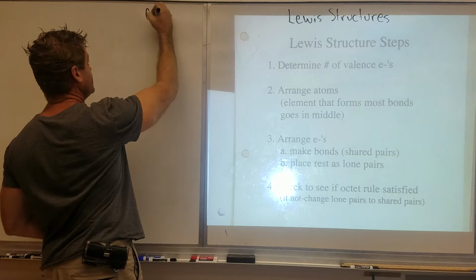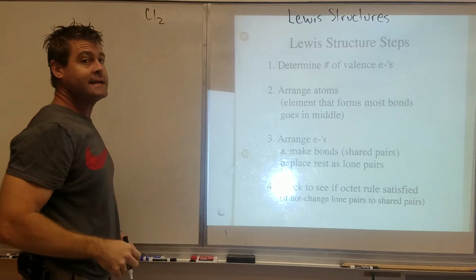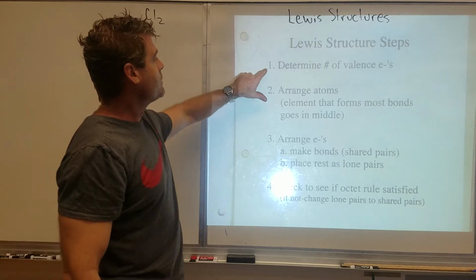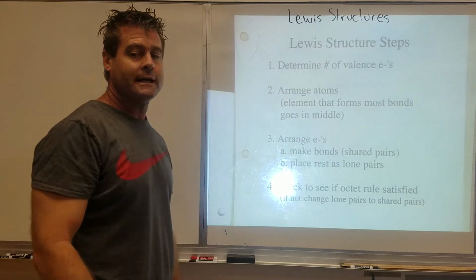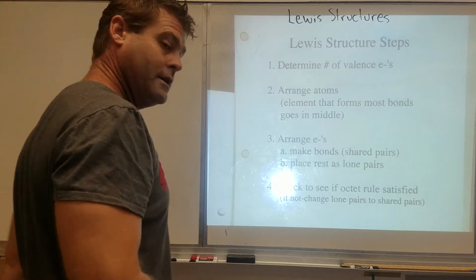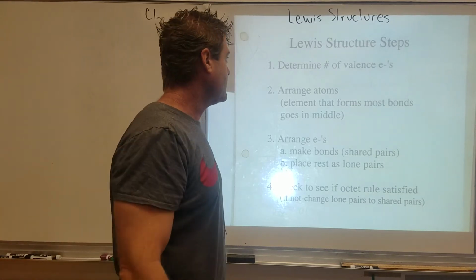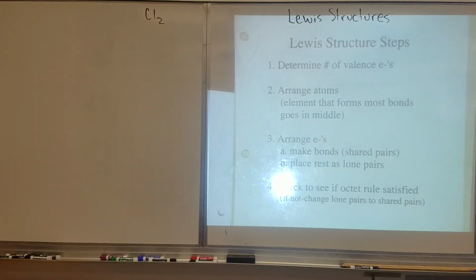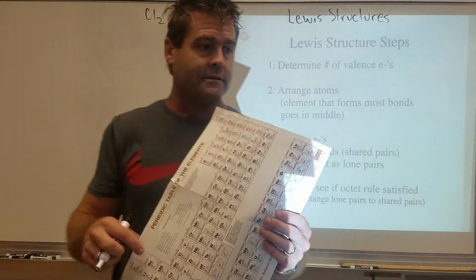We'll start with an easy one. Chlorine is a diatomic molecule. So the question is, what would the Lewis structure look like? Number 1 says, first determine the number of valence electrons. Rather than switching back and forth, let me get a periodic table. Otherwise it would take a while if I switched over digitally.